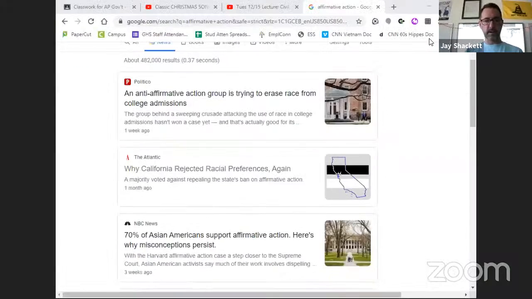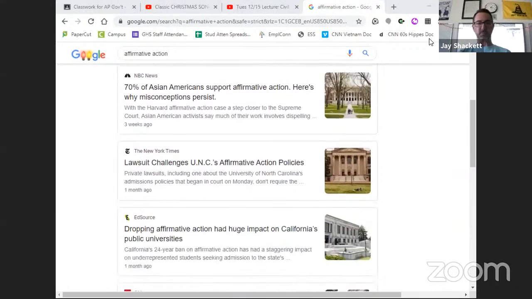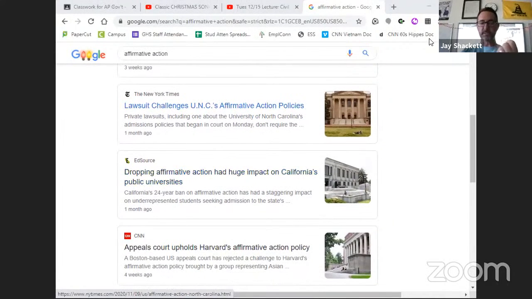I'll end it right here by actually going out to the Google machine. And let me project this here. If I go out to the Google machine and I type in affirmative action and I click on news, here you are. One month ago, California rejected racial preferences again. A majority voted against repealing the state's ban on affirmative action. 70% of Asian Americans support affirmative action. Lawsuit challenges UNC, University of North Carolina's affirmative action policies. It's a really controversial question.